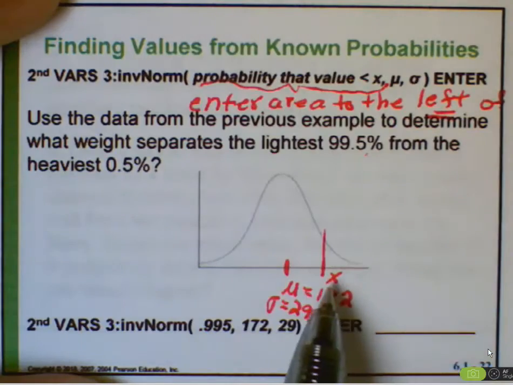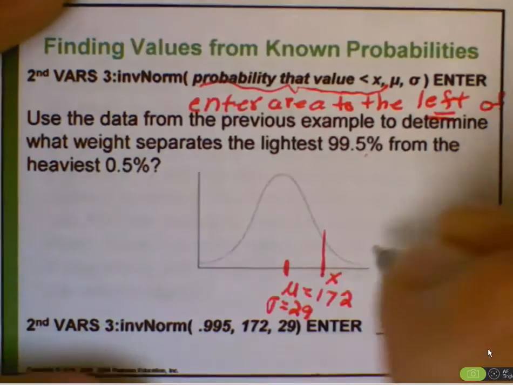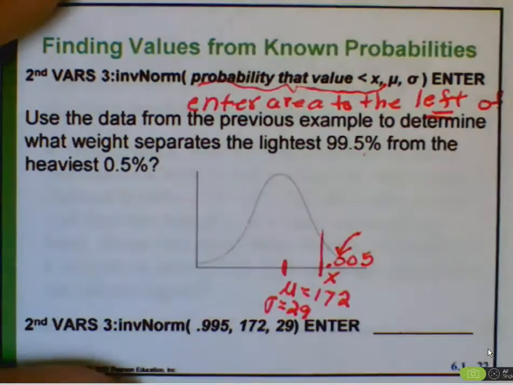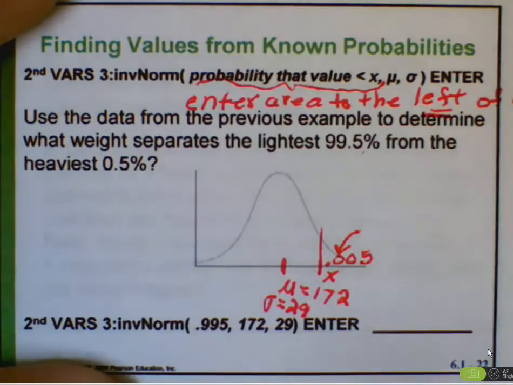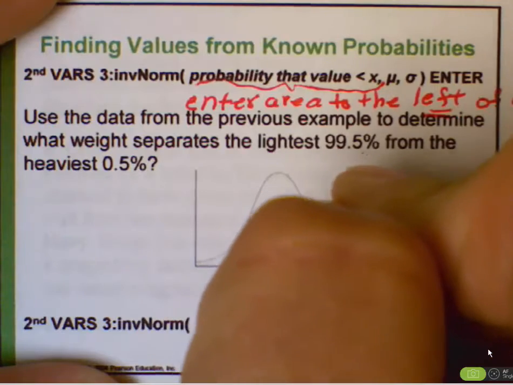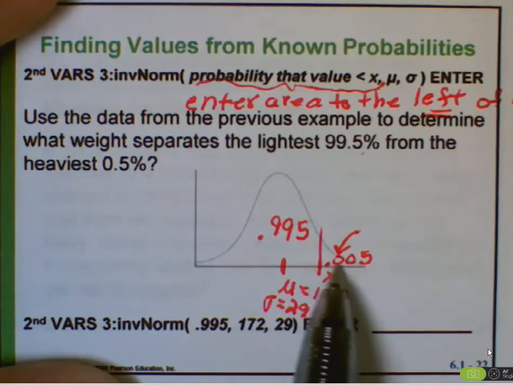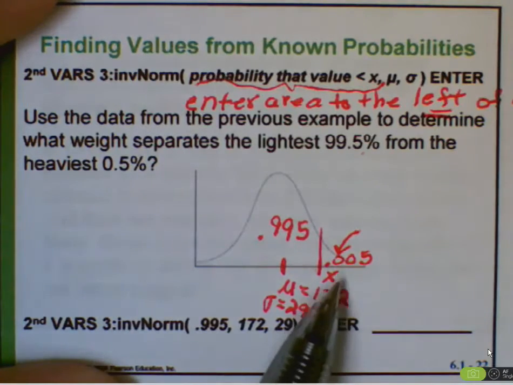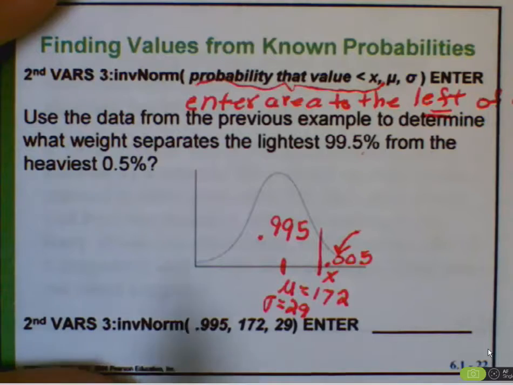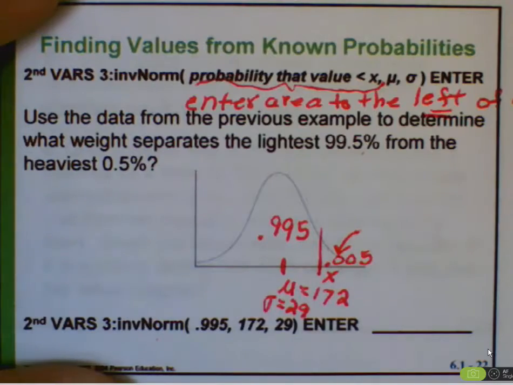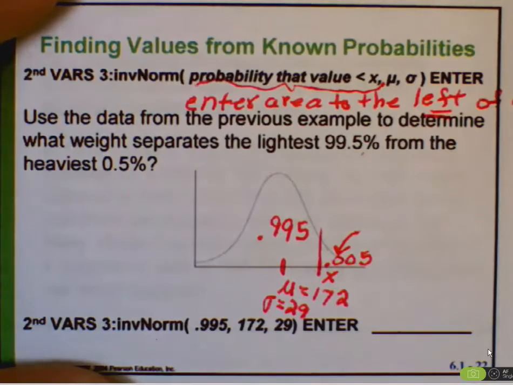There's some weight that I'm looking for such that only 0.005 is the area to the right of it, and 0.995 is the area to the left. These are the weights of the lightest 99.5% of the population. These are the weights of the heaviest 0.5% of the population, and I'm looking for the weight that separates them. So I use inverse norm. I always have to enter the area to the left, 0.995, and then also enter the mean and the standard deviation.